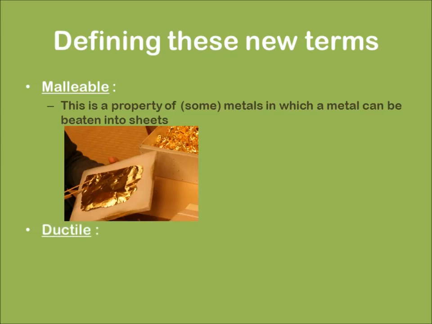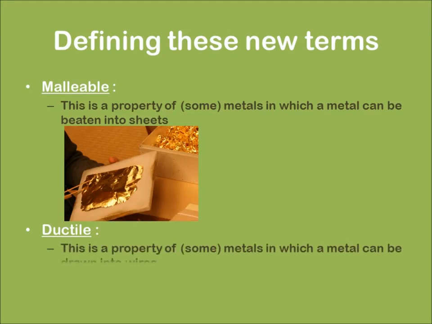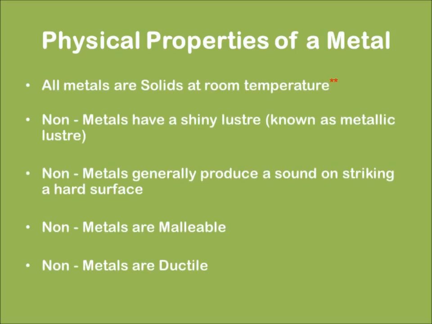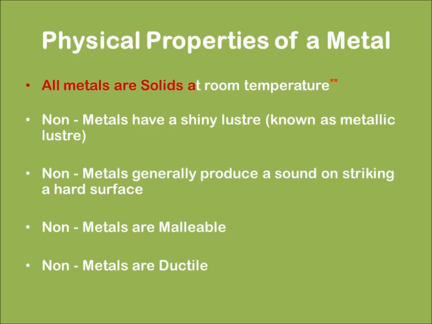The other property is ductile. This is also a property of some metals in which a metal can be drawn into wires. Given above is the example. Now coming to the physical properties of a metal, the first property is not applicable to all metals. There are a few exceptions.